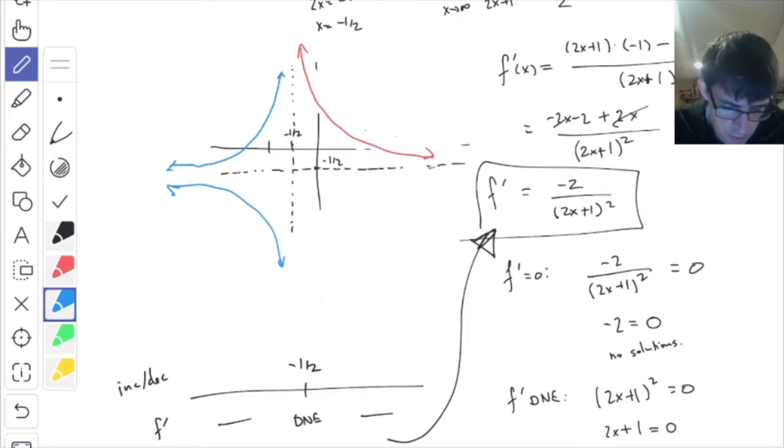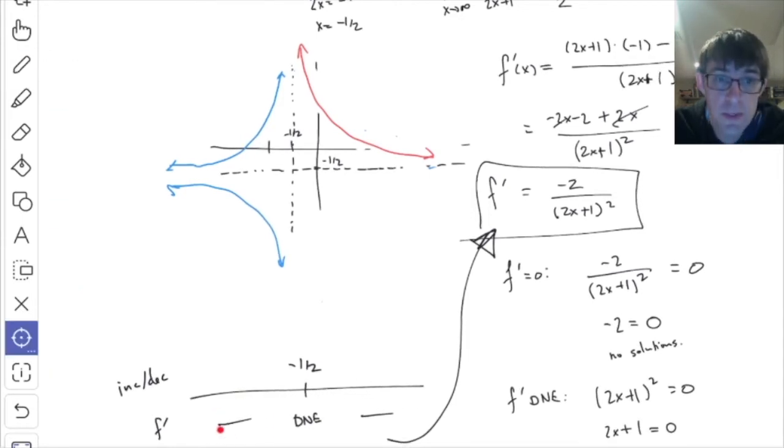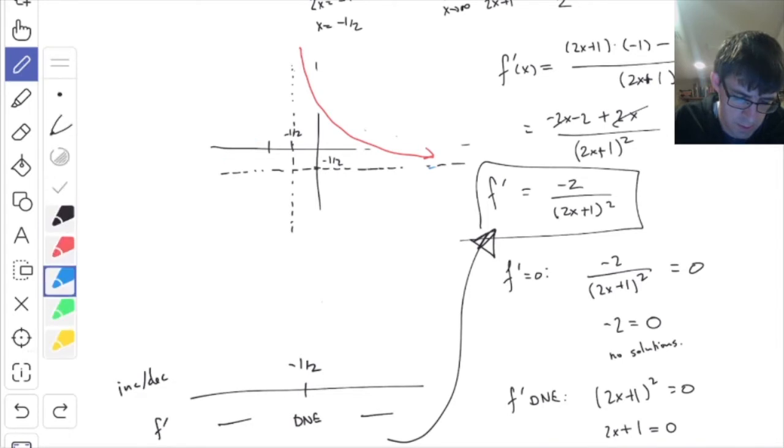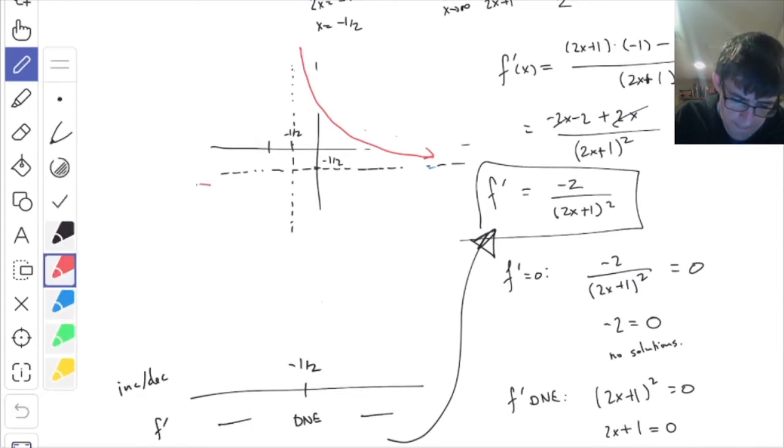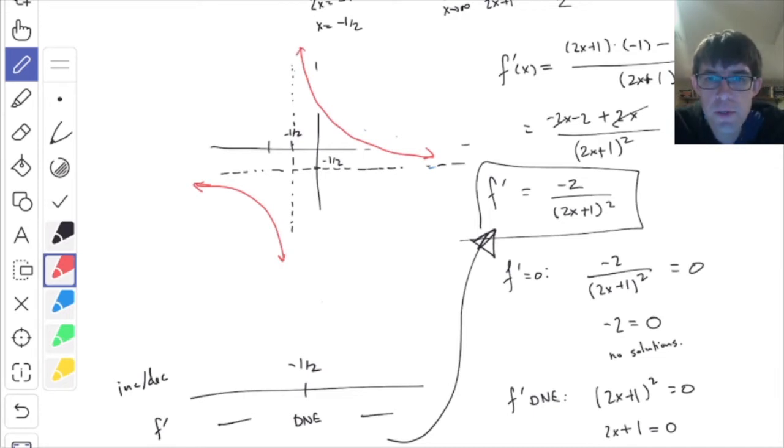So in this range, the curve is supposed to be decreasing. That's to the left of -1/2. Between these two, the one on top is increasing, the one on the bottom is decreasing. So we want the one on the bottom. It's this one. All right, and that's it. This is the graph of that function. Any questions about that one?